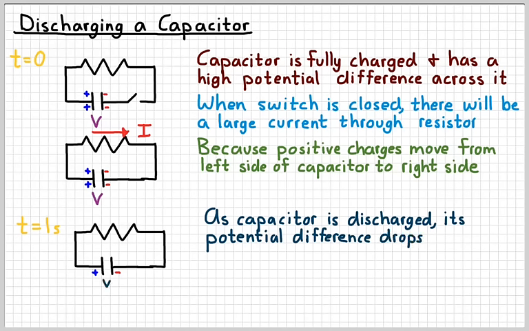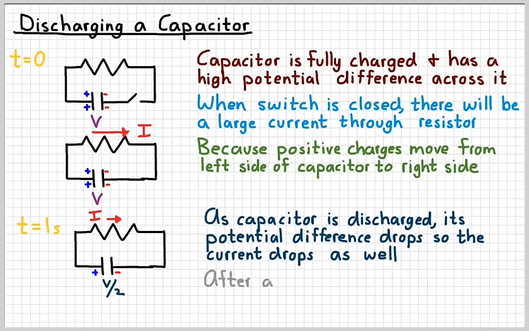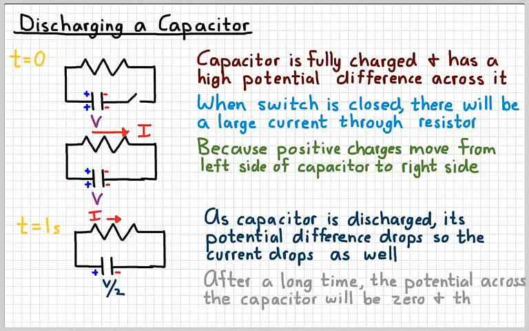Since the voltage is smaller, maybe say it's V over 2, that means that the current through that resistor is going to be smaller as well, just as if we took a battery and replaced it with a battery with half the voltage. So the same kind of thing after a long time, after everything has reached equilibrium, the potential across the capacitor is going to eventually be 0, and that current is going to completely stop. At that point, nothing is going to happen unless we bring in a battery or something like that.